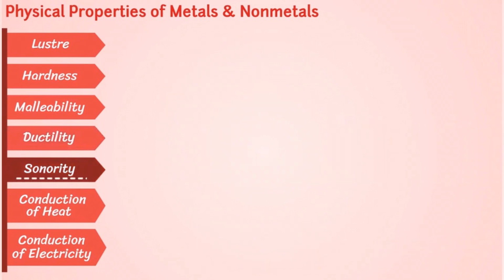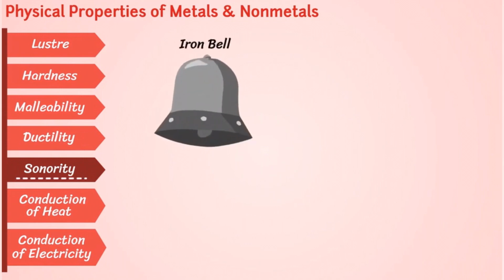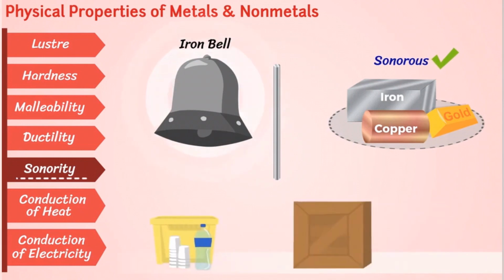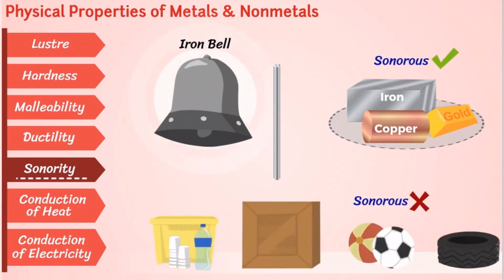Let's now go to sonority. Sonority means giving out sound. If you hit an iron bell, as you have heard, then it gives sound. That is what we mean by sonority. But once you hit something which is non-metal, no sound will be produced.